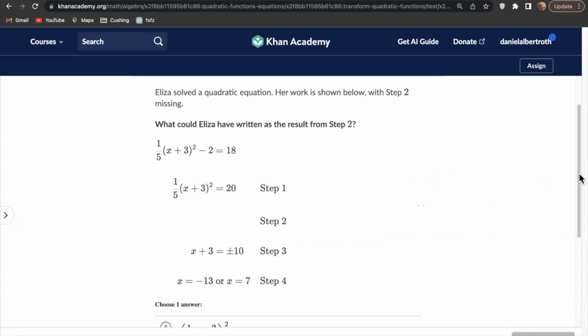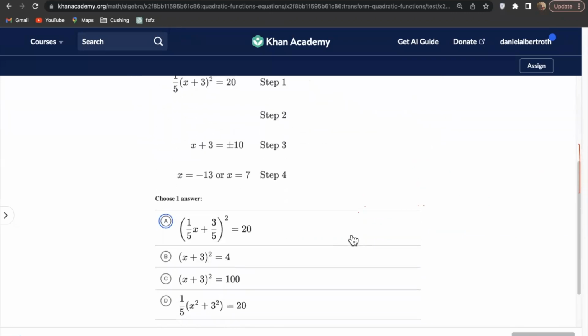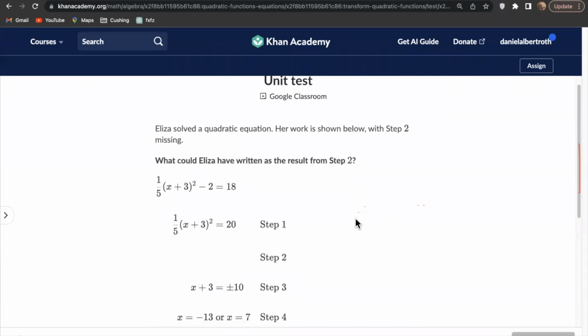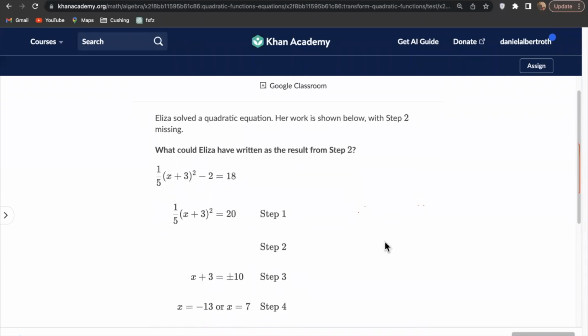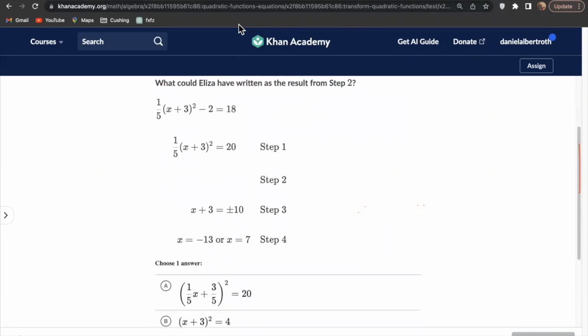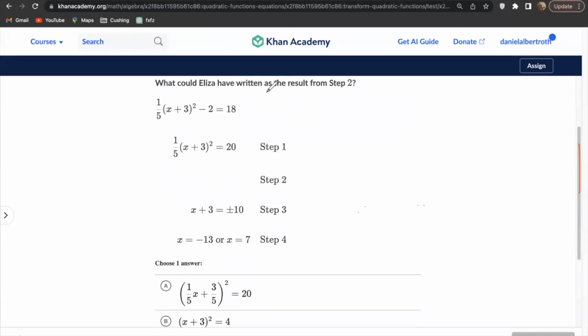All right, so we have here someone solving a quadratic equation, but it seems like they've made a mistake somewhere, and we just need to figure out where that is. Is that right? Yeah. So step 2 is missing, and it's asking what could she have written for step 2. So let's check it out. What she has at the start is 1/5 times (x plus 3) squared minus 2 equals 18. And the first thing she does is add 2 to both sides. That gives us step 1.